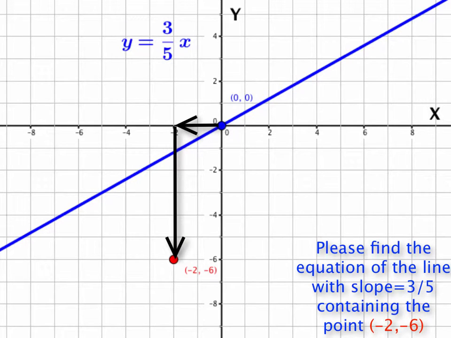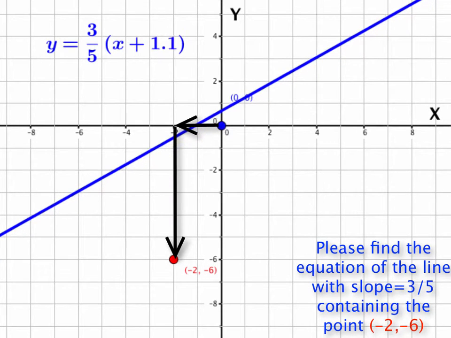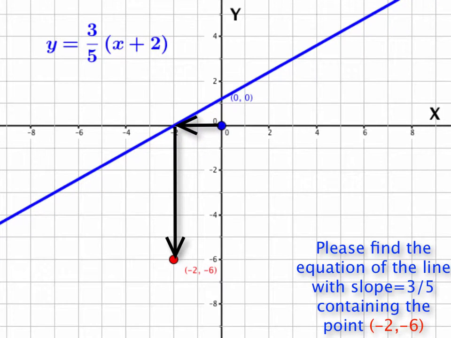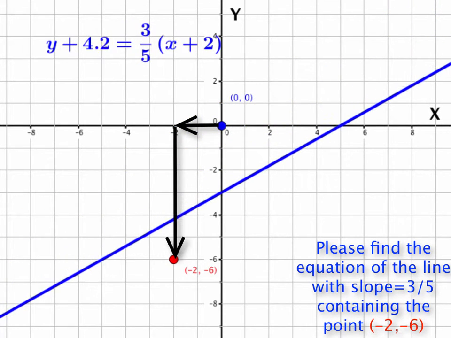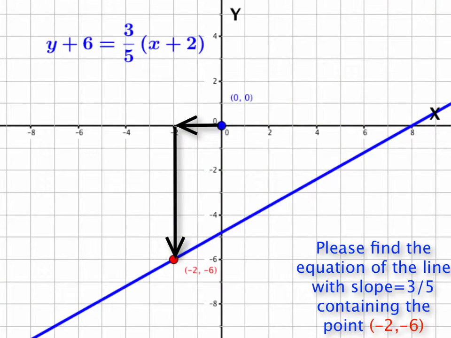Again, we know exactly how to do that. I'm going to walk you through it, but maybe you can try anticipating it right now. Well, in order to move our graph left 2 units, all we need to do is replace the x in our equation with an x plus 2. And in order to shift our graph down 6 units, all we need to do is replace the y in our equation with a y plus 6. And now we have the equation for a line with a slope of 3/5 containing the point -2, -6.